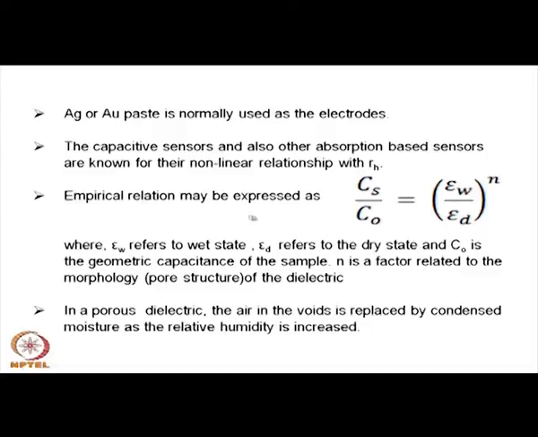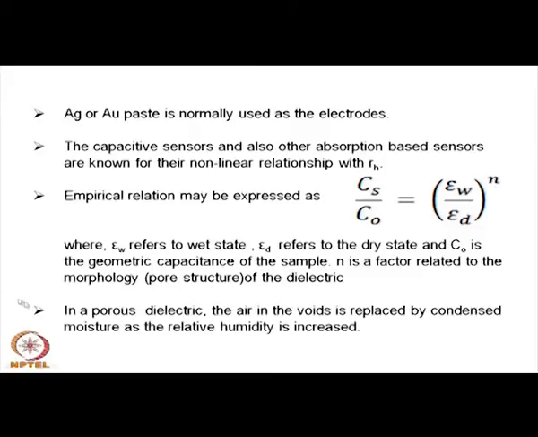The empirical relation may be expressed as Cs by C0 equal to epsilon W by epsilon D to the power N. So, W is the wet condition and D refers to the dry condition. C0 is the geometric capacitance of the sample; depending on the overall geometric size and shape you have a capacitance value, and N is a factor related to the morphology of the pore structure of the dielectric. So, depending on the morphology, fineness of the pore, the overall porosity and all that, this N is dependent on those parameters.